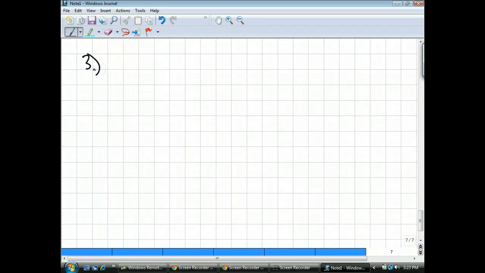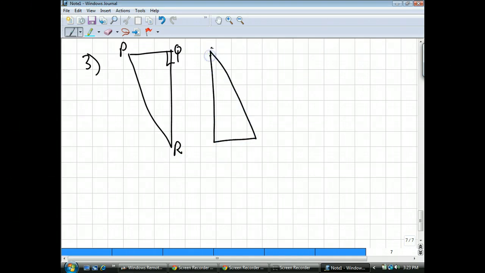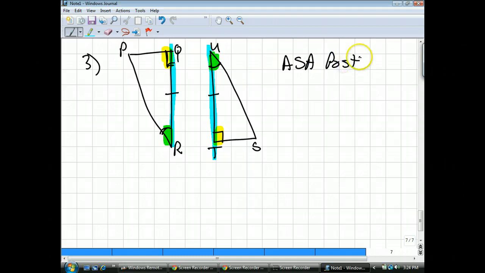Okay, number 3. So if I have this triangle, which is PQR, and this triangle, which is TSU, and I know this angle and that angle are right angles, and I know that this angle is congruent to this angle, and I know that this side is congruent to this side. So here we have this angle congruent to this angle, congruent to that angle, and this is the included side. So by angle side angle postulate, we can say that the two triangles are congruent.